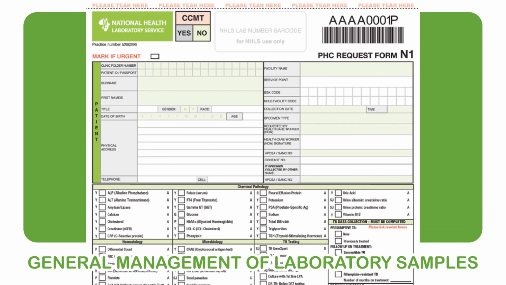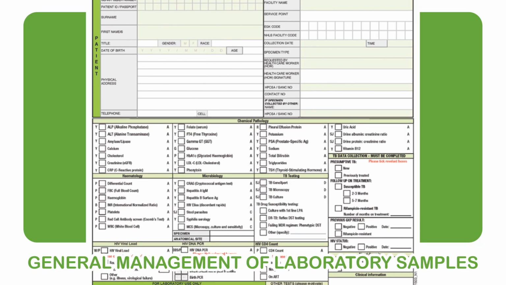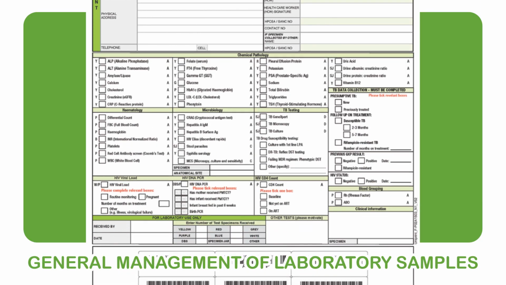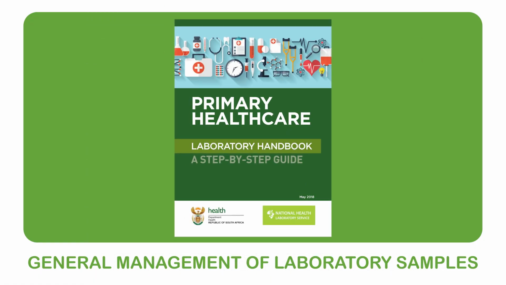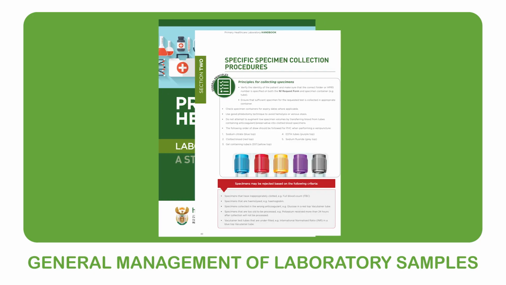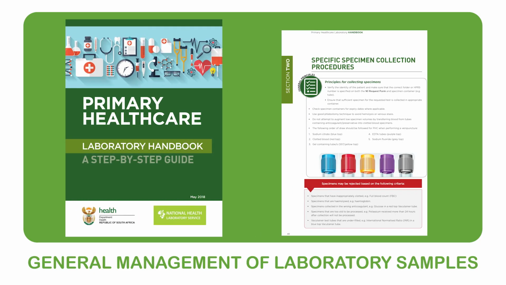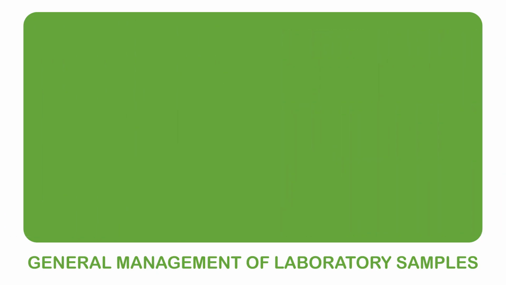Both the N1 laboratory request form and the case investigation form for AFP surveillance should be filled out if polio is suspected. Ensure that all specimen bottles are correctly labelled and the specimen is stored and transported according to the specifications in the Primary Healthcare Laboratory Handbook. This booklet also describes how to ensure that non-expired stock is used and how to dispose of expired stock.